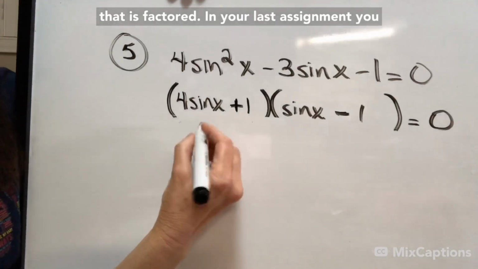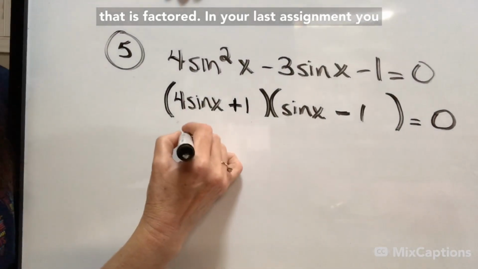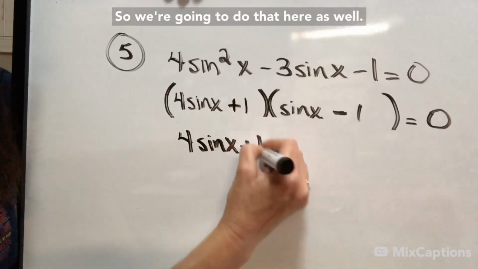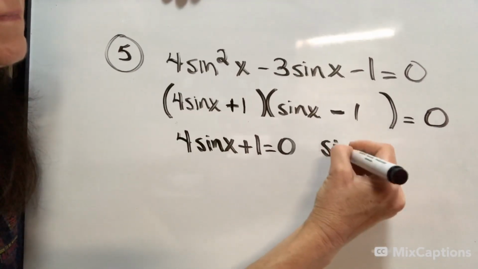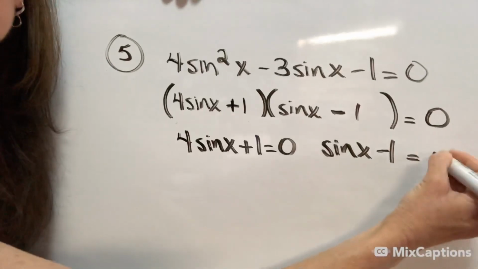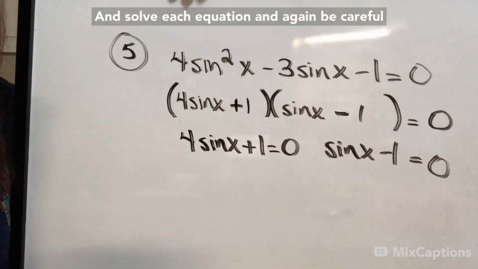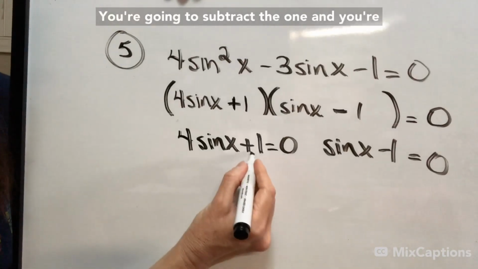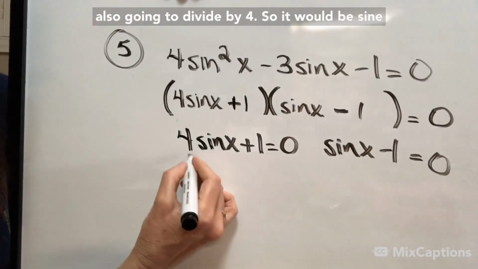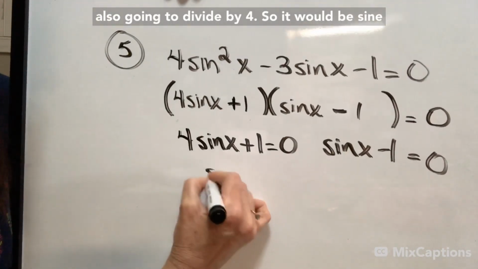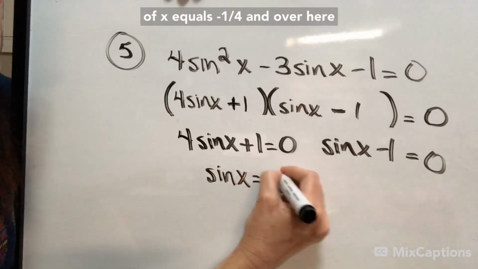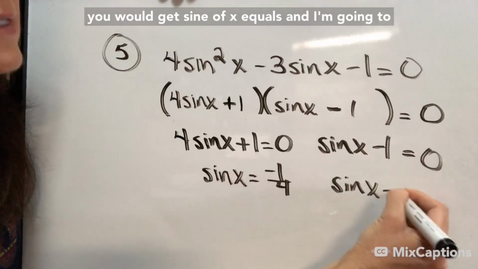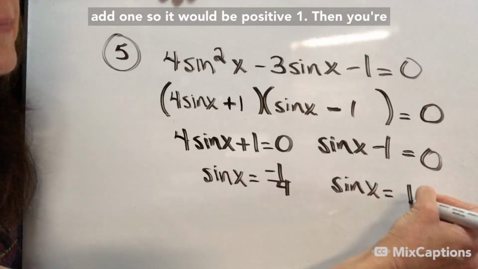So in your last assignment, you took your factors and set them equal to 0. So we're going to do that here as well, and solve each equation. And again, be careful of the little mistakes that you made last time. You're going to subtract the 1, and you're also going to divide by 4. So it would be sine of x equals -1/4. And over here you would get sine of x equals, and I'm going to add 1, so it would be +1.